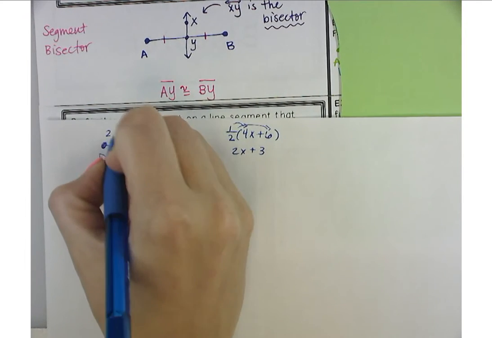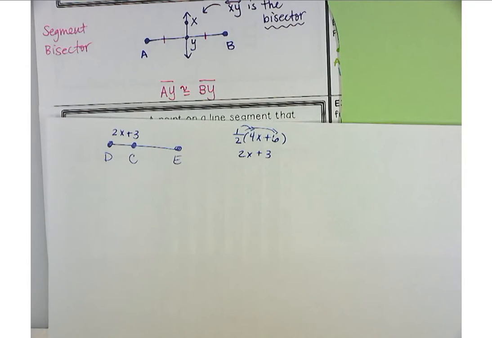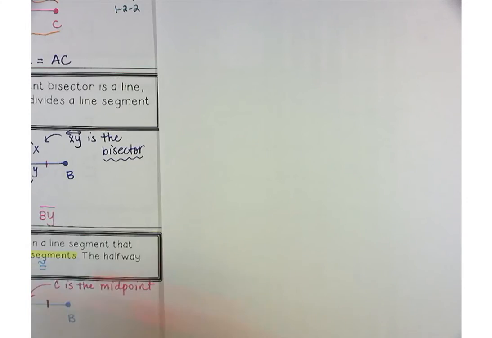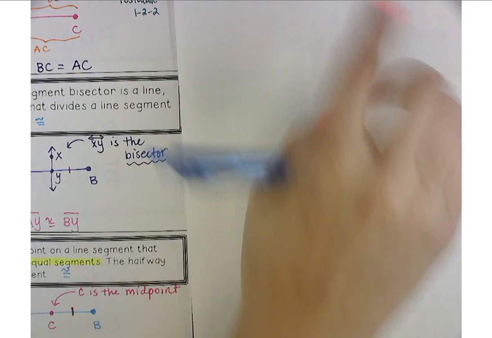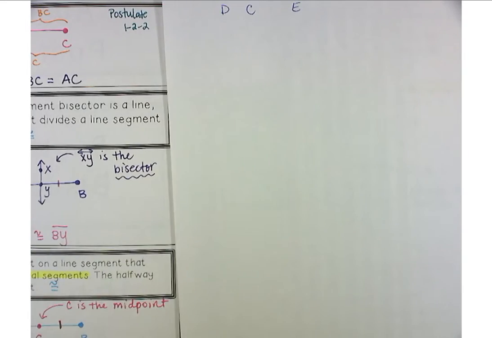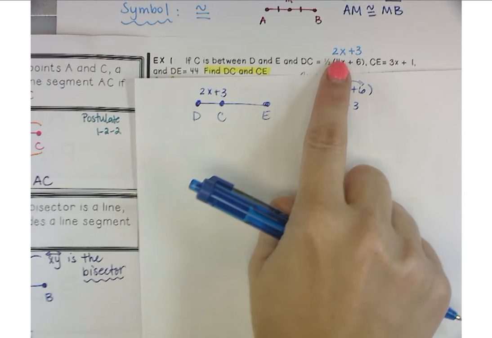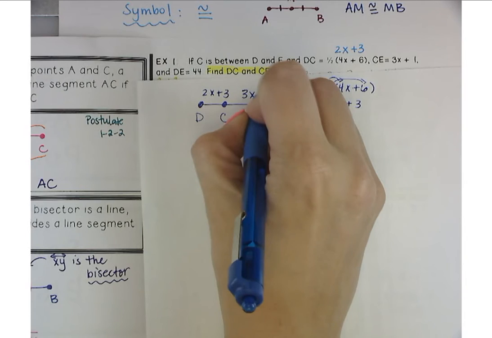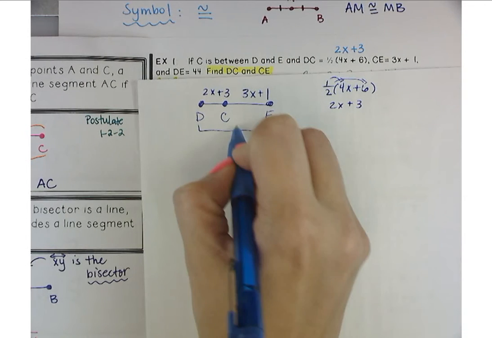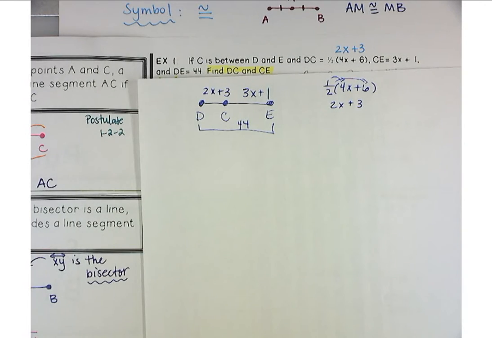And then I also, for mine, I just put that right above it. Right? So I knew where the 2x plus 3 was coming from. The CE is going to be 3x plus 1. And then DE is 44. Okay, so your picture should look somewhat similar to that. Now, whenever they tell us that we have to find something, that's something that I highlight so I know exactly what I'm trying to find.